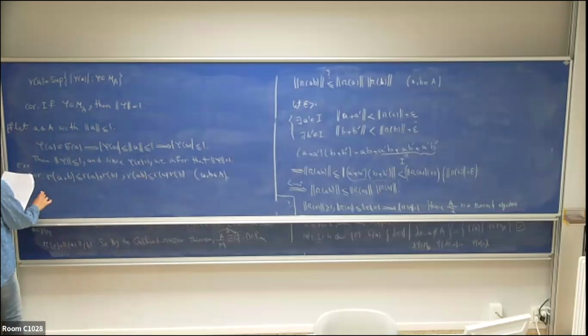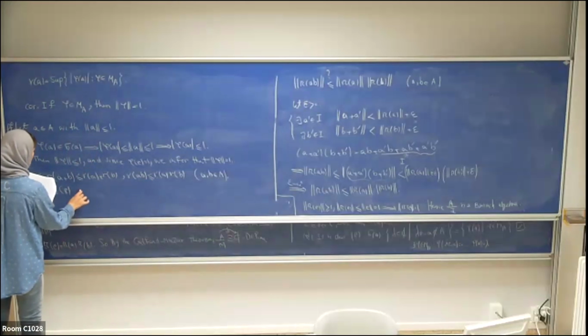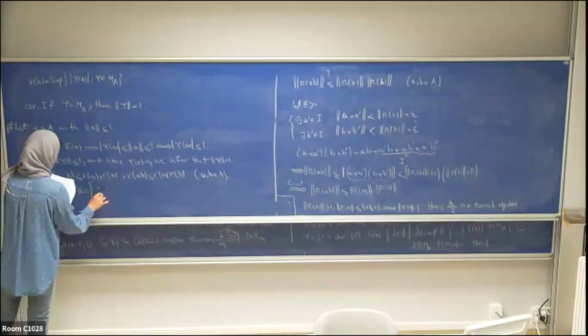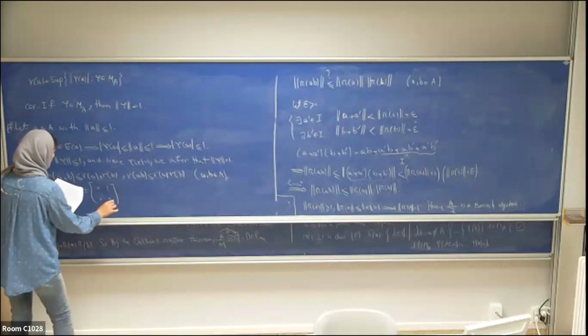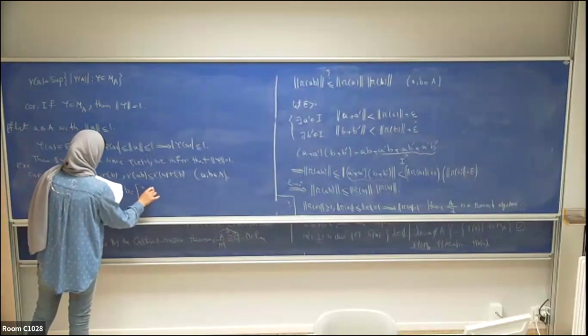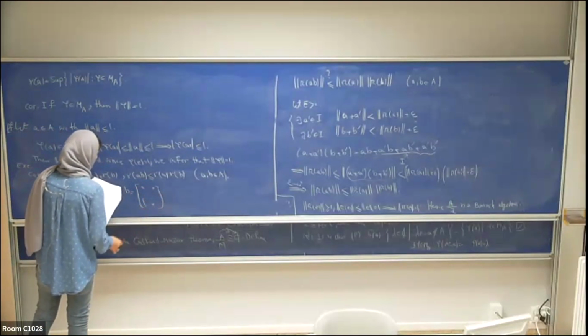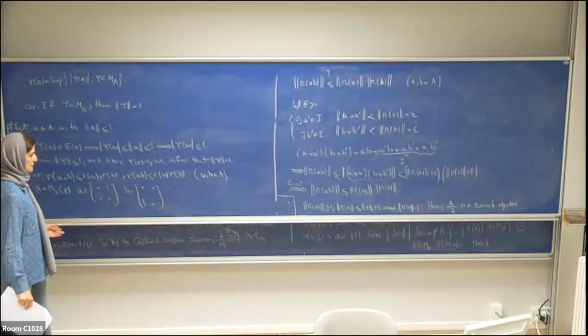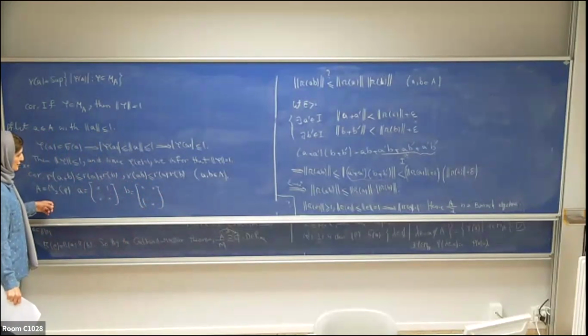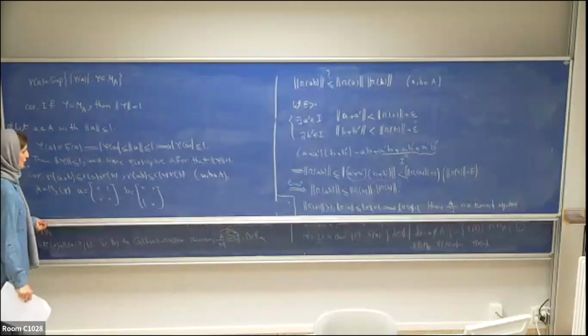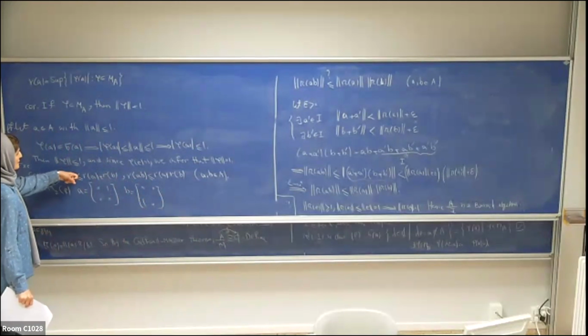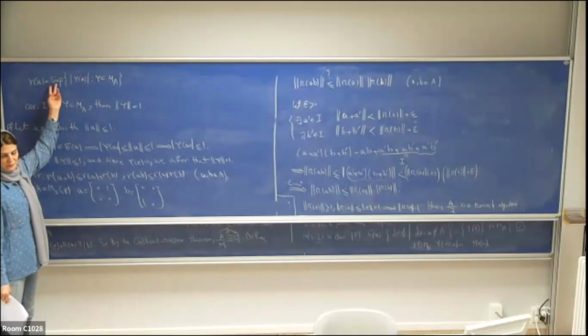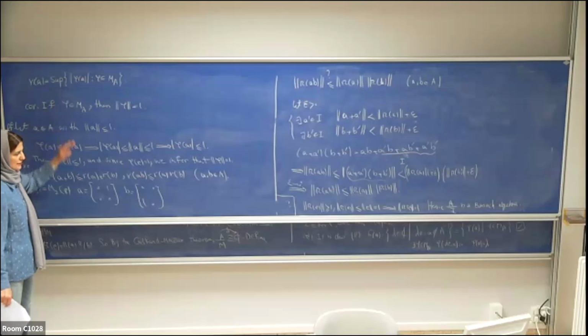For example, check this example. Let A be M2 of C, A is this matrix, and B is this one. You can show that these inequalities aren't true here for the non-commutative case. And this is a key for the commutative case.